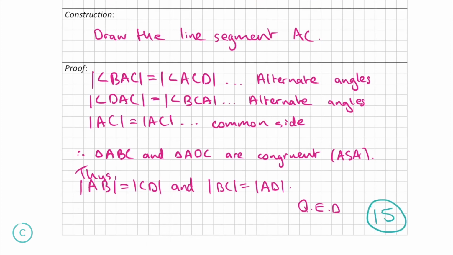If you get this proof fully correct, you get 15 marks, which is the same for any proof in the Junior Cert paper.